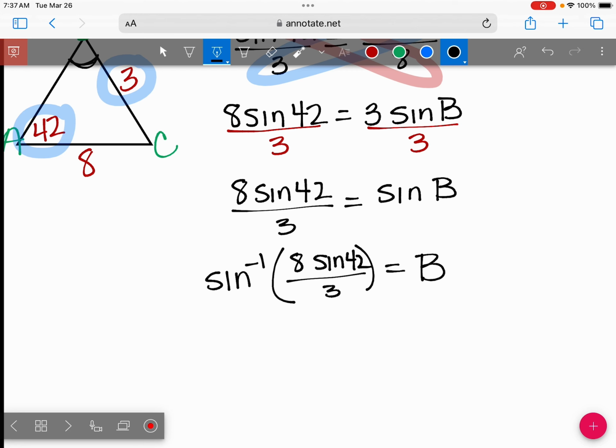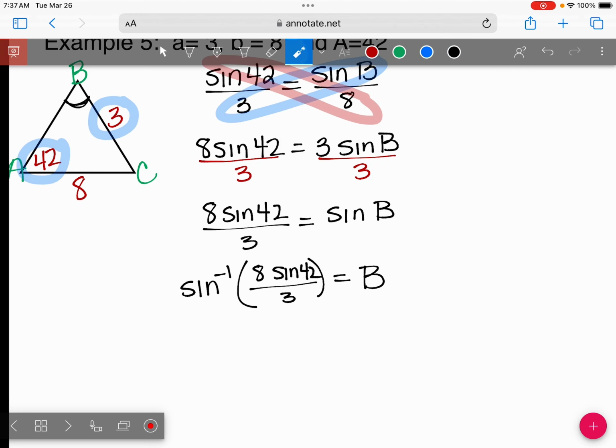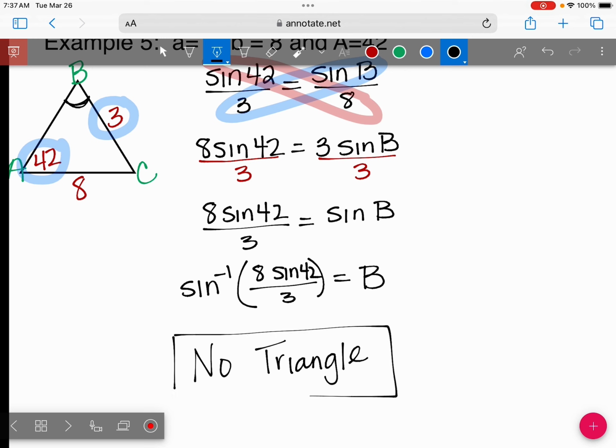Because this is an error, that means that this combination that we have here cannot form a triangle. Okay? So we get an error, and the reason why is because no triangle can be formed. There is no way that I can get this to actually close and create a triangle, given that one side is 8, 3, and an angle of 42. So we have no triangle.